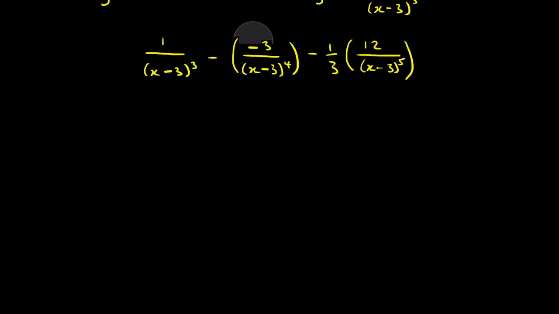Well, really what we need to do is give everything here the same denominator. So the denominator we need to give it is (x minus 3) to the power of 5. For this expression here, I need to multiply top and bottom by (x minus 3) squared. So if I do that, I'm going to get (x minus 3) squared over (x minus 3) to the power of 5. Here what I've got is minus 3, so that's plus 3. And if I want a denominator of (x minus 3) to the power of 5, I need to multiply top and bottom by (x minus 3).